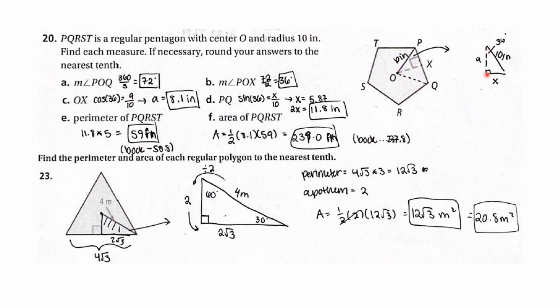So I have this kind of sketched out over here, a triangle with the apothem and the radius 10 inches labeled and the degrees of 36 degrees up here, and use trigonometry to find A, and I got 8.1 inches when I rounded it up.